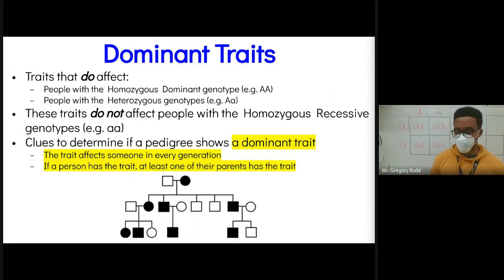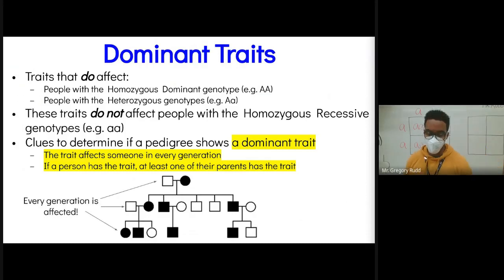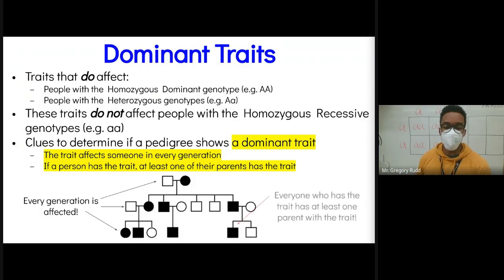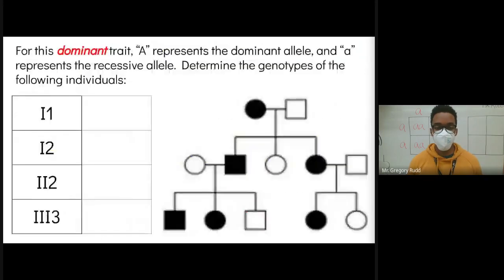So let's practice with the dominant trait. Every generation is affected, and everybody who has the trait has at least 1 parent with the trait. That's how you know it's a dominant trait. Okay. So for this dominant trait, capital A represents the dominant allele, and lowercase a represents the recessive allele.